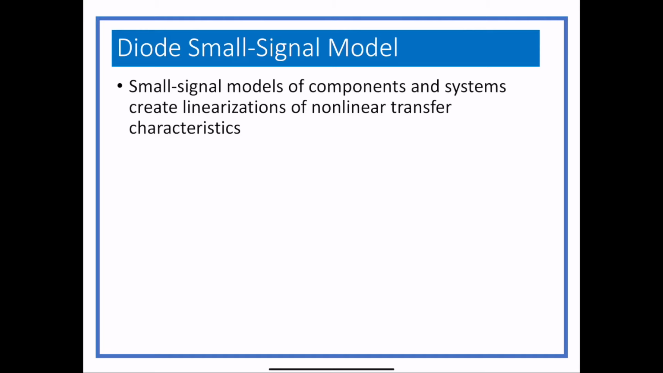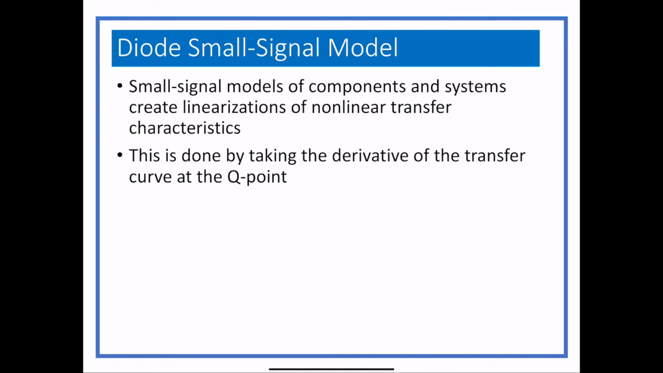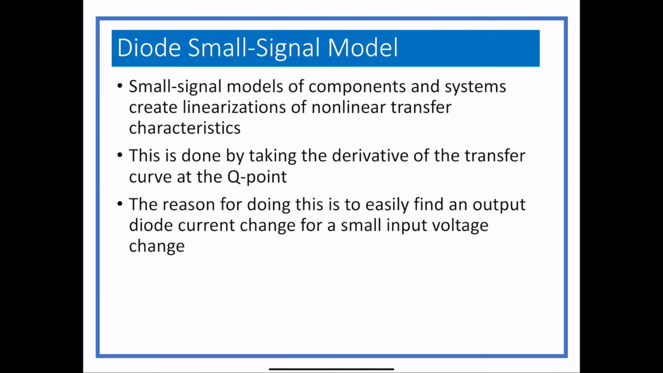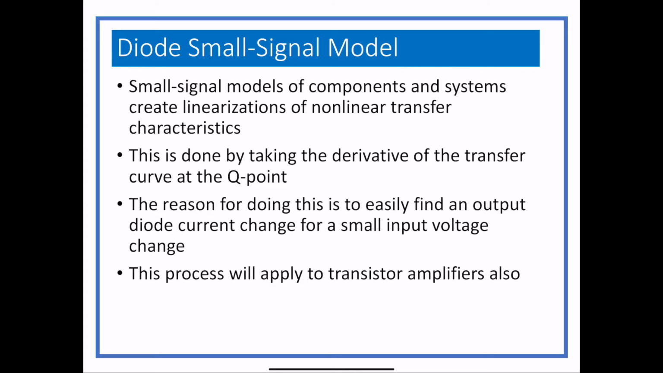create a way to make a linear characterization out of something that's nonlinear. So what we do is we take the derivative of the transfer function at the point where the Q point is, or the operating point. And if that's done, we can actually find the change of output diode current for a small change in voltage, which can be really useful. This is the same process we'll use later when we deal with transistor amplifiers.